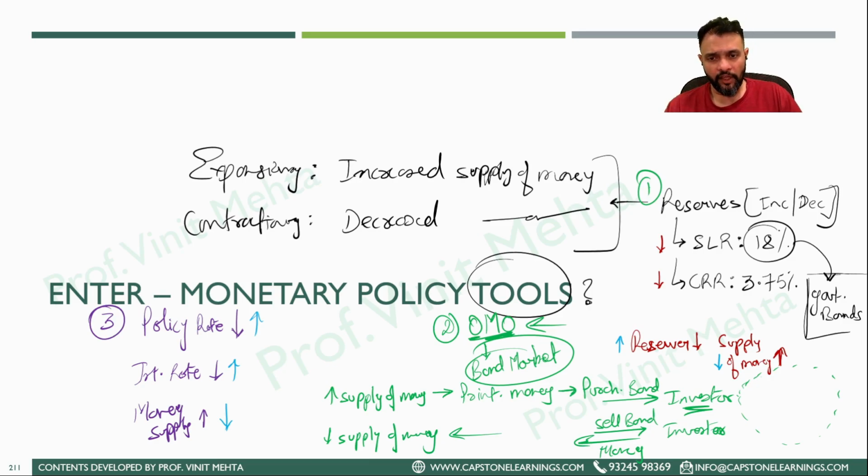So yeah, these are the three monetary policy tools which the central bank uses to control the supply of money. There's one more. No, I think this is good enough. Yeah, actually.